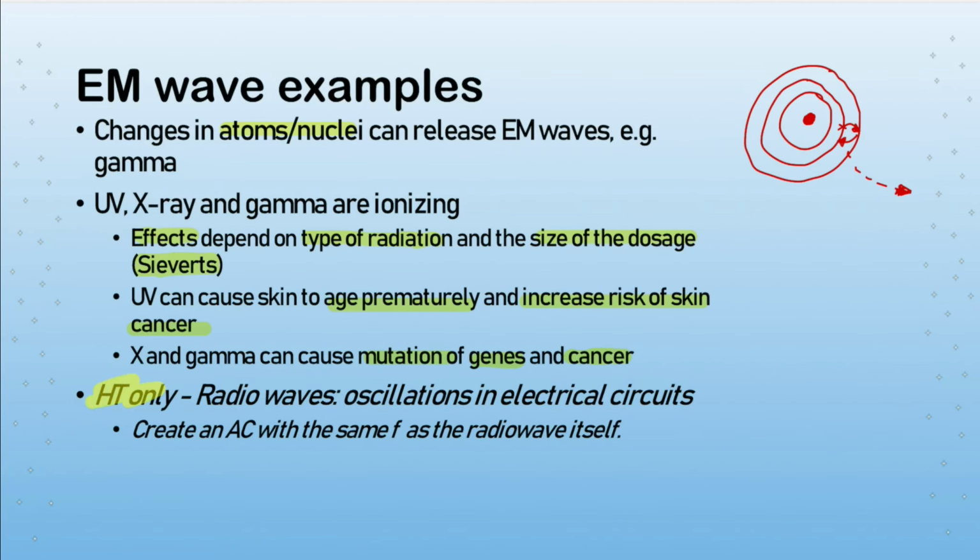If you're doing higher tier, you need to know that radio waves are just caused by oscillations in electrical circuits. So oscillations in an electrical circuit would be the current. Current's moving forwards and it's moving backwards, and as it's doing that, it's causing radio waves to be created. If you think about an antenna, it has this kind of structure.